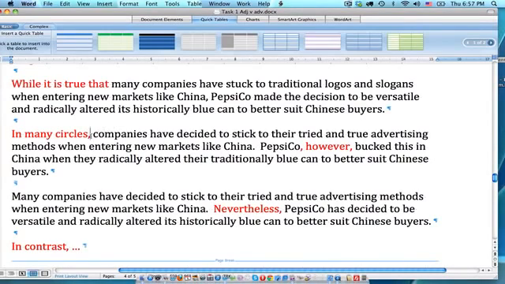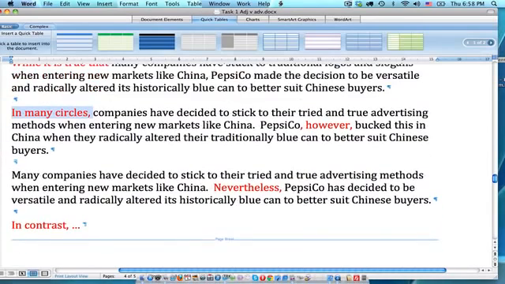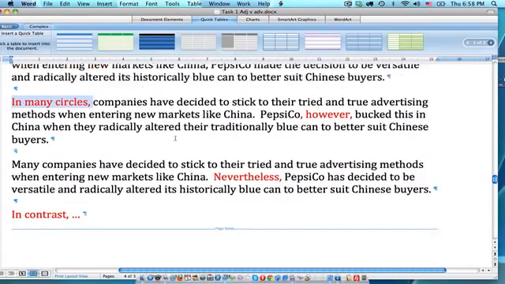So, in many circles, which is just like saying among many people, or many people are of the opinion that they should stick to their tried and true advertising methods. So again, it's dividing the two camps into what they believe and what PepsiCo believes. And then when we go on to discuss it, we show how the PepsiCo method is the more effective method.